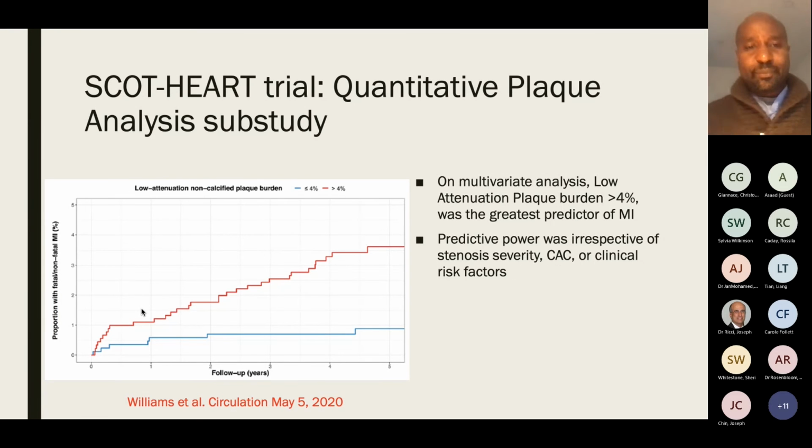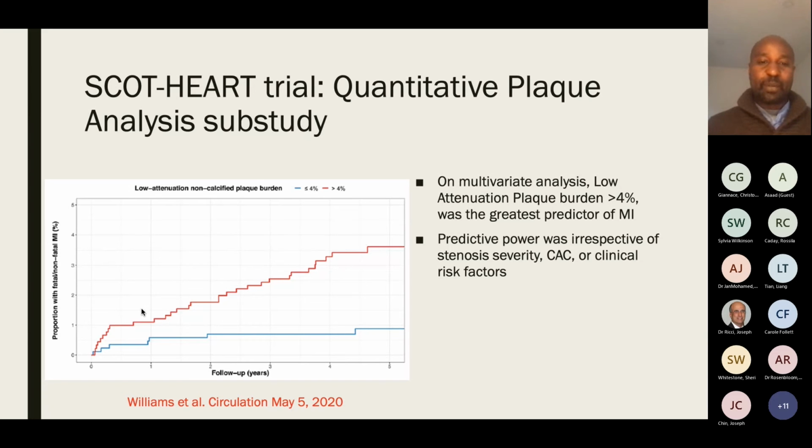The SCOT-HEART study, which we spoke about earlier when we looked at the high-risk plaque features, also had a sub-analysis looking at quantitative plaque analysis and its impact on 5-year MACE. And what they found on their multivariable analysis was that the burden of low attenuating plaque was predictive. So a low attenuating plaque burden of greater than 4% was the strongest predictor of MI. And this was irrespective of stenosis severity, of calcium score, or of clinical risk factors.